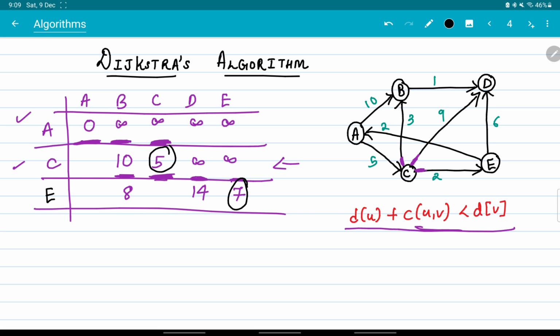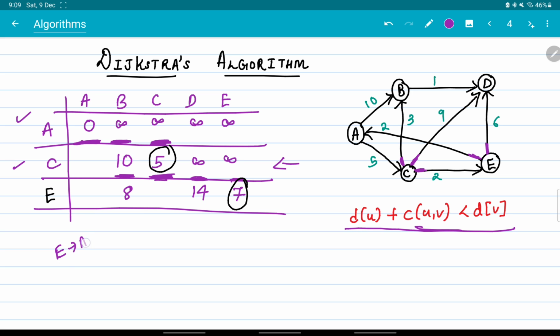Now, what are the vertices that are going from E? From E, you can see we have A, that is an outgoing vertex, and D is an outgoing vertex. Again, we won't consider C because C is an incoming vertex. So outgoing edges are A and D. So I'll consider these two outgoing edges and find the value.